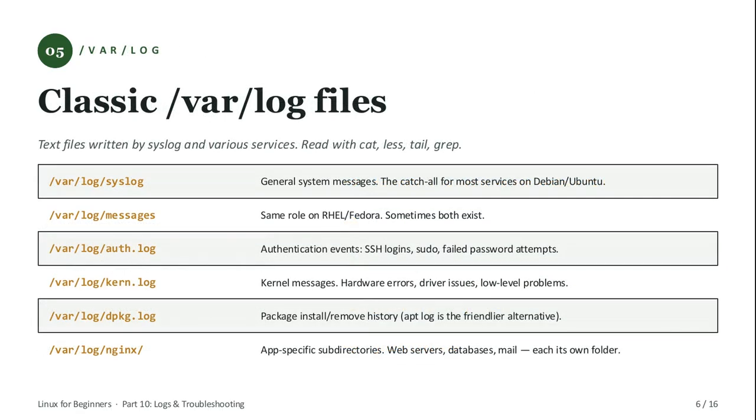Now, journalctl is powerful, but plenty of systems still write good old plain text logs into /var/log, and you'll want to know your way around there too. On Debian and Ubuntu, syslog is the catch-all, while RHEL and Fedora call it messages. auth.log is your first stop for SSH logins and sudo activity. kern.log captures hardware and driver gripes, and dpkg.log tracks every package change. And most apps, nginx, MySQL, Postfix, get their own subdirectory. cat, less, tail, and grep are all you need to read them.